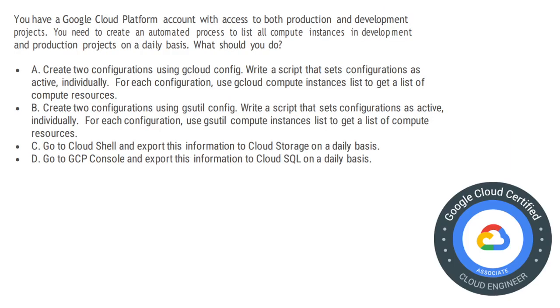Moving on to the next question, you have a Google Cloud Platform account with access to both production and development projects. You need to create an automated process to list all the compute instances in development and production projects on a daily basis. What should you do? The correct answer for this question is option A, that is, create two configurations using gcloud config. Write a script that sets the configuration as active individually. For each configuration, use gcloud compute instances list to get a list of compute resources.